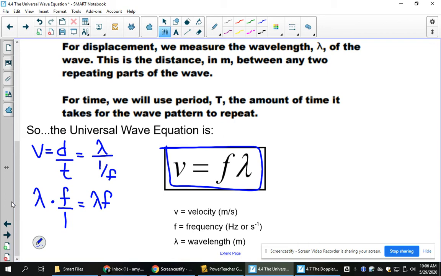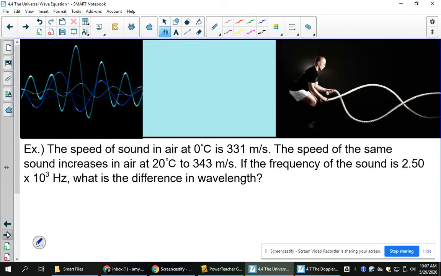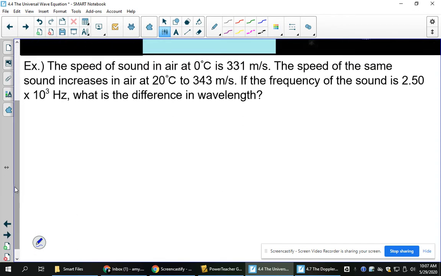So here's the units for everything. Velocity is still meters per second, wavelength is meters, and then probably the easiest way to think about frequency is 1 over seconds, but we do call that hertz when we're talking about waves, so you need to know both. Okay, a few examples here.